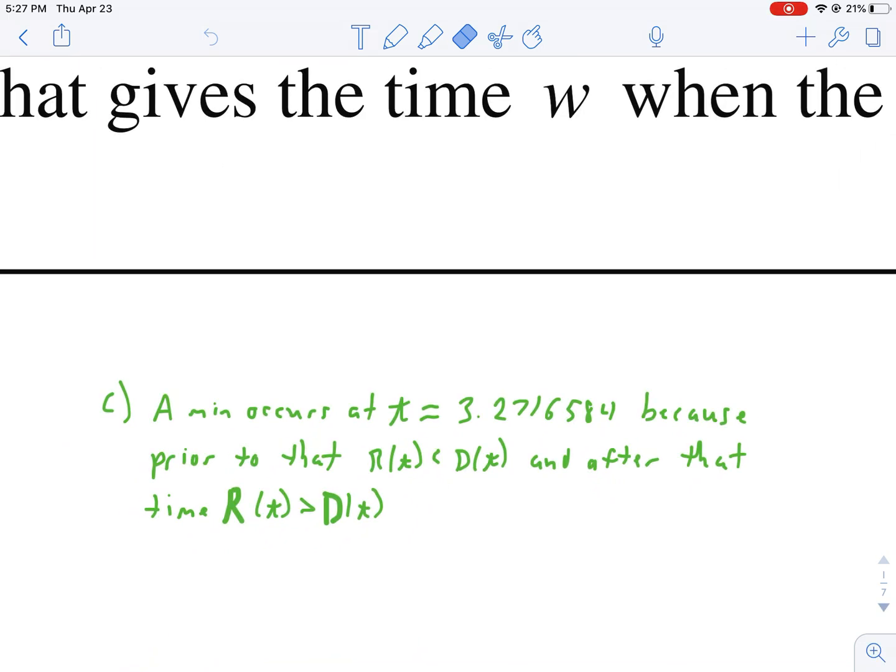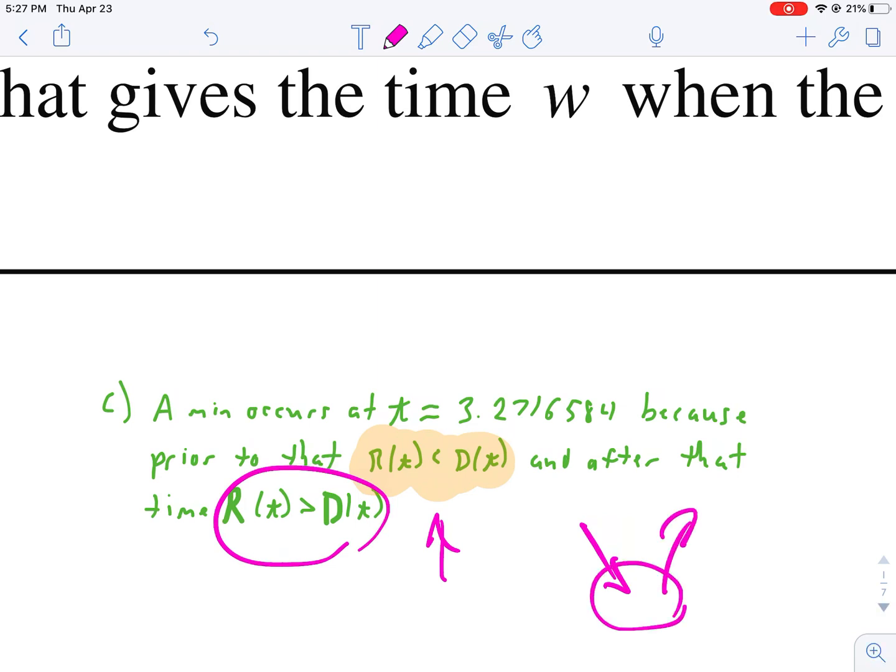I graphed the two different rates and saw when R of t was less than D of t, and after that when R of t was greater than D of t. Because if R of t is less than D of t right here, then the amount is decreasing. So we know it's decreasing there, and when it switches to this, then we know the amount is increasing, giving us a minimum at that time. So you can just look graphically when that happens.